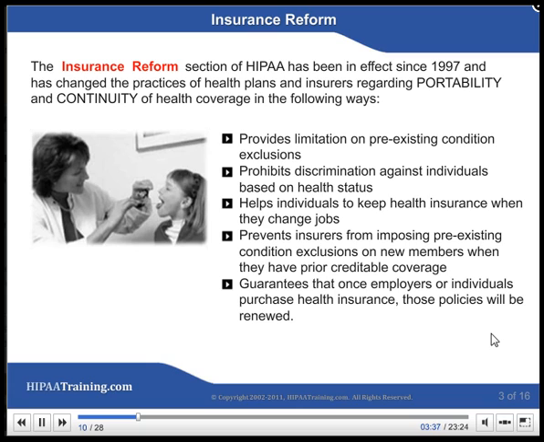Helps individuals to keep health insurance when they change jobs. Prevents insurers from imposing pre-existing condition exclusions on new members when they have prior creditable coverage. Guarantees that once employers or individuals purchase health insurance, those policies will be renewed.